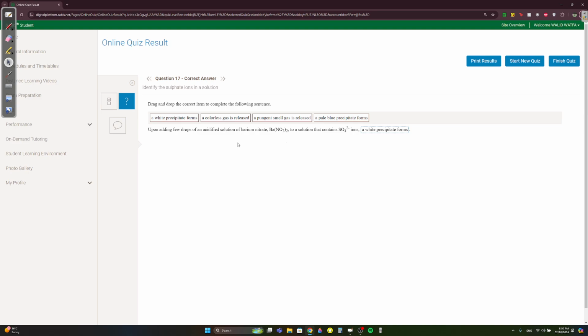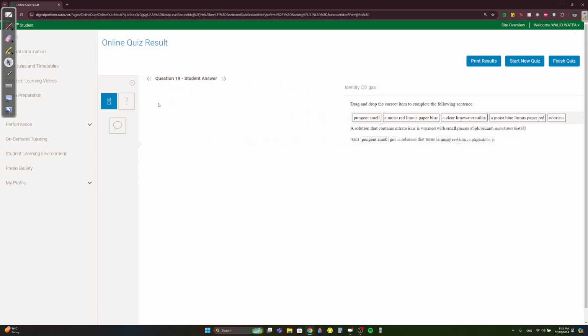When you add acidified solution of barium nitrate to sulfate, SO4, what do you get? White precipitate, because Ba with SO4 gets you a white precipitate. Question 18. A solution that contains nitrate ions is warmed with small pieces of aluminium and NaOH. What do you get? You're going to get NH3, ammonia. But ammonia, what does it have? It has a pungent smell, and it turns moist red litmus paper blue.